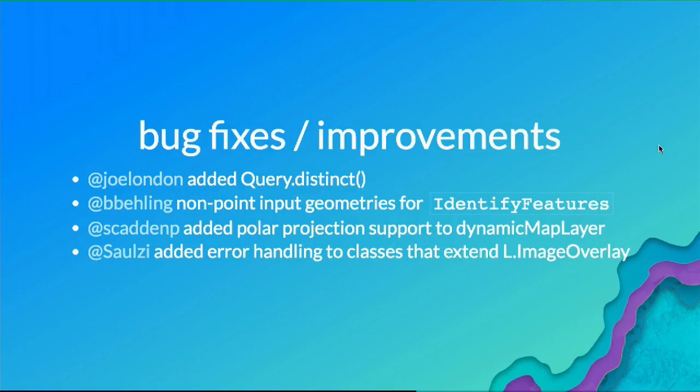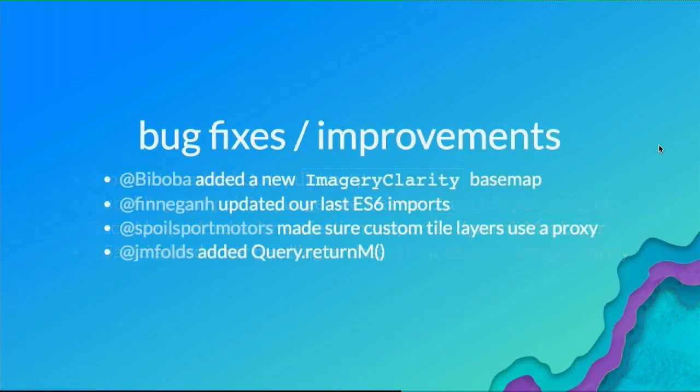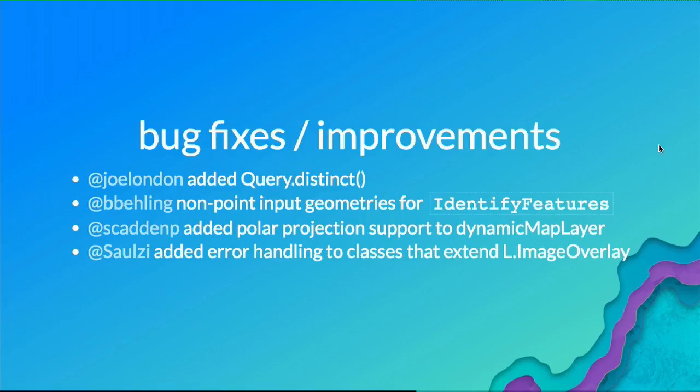Bling had support for, we only used to support dropping a point and identifying features with a point and a tolerance. And he wanted to draw polygons and figure out which features intersected with that through identify. So he added that. We got Skaden doing polar projections, working on something at the North Pole, and wanted to see dynamic map services at the pole and a custom projection. Better error handling for image services and dynamic map services. It's a whole bunch.